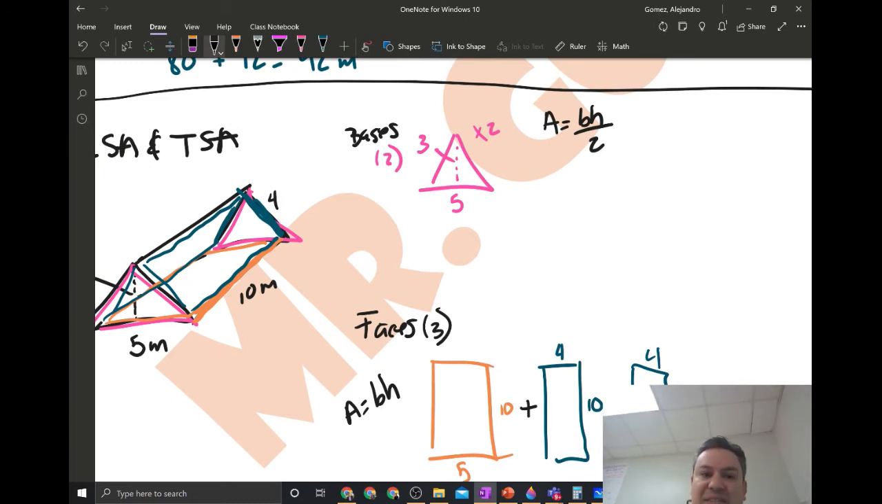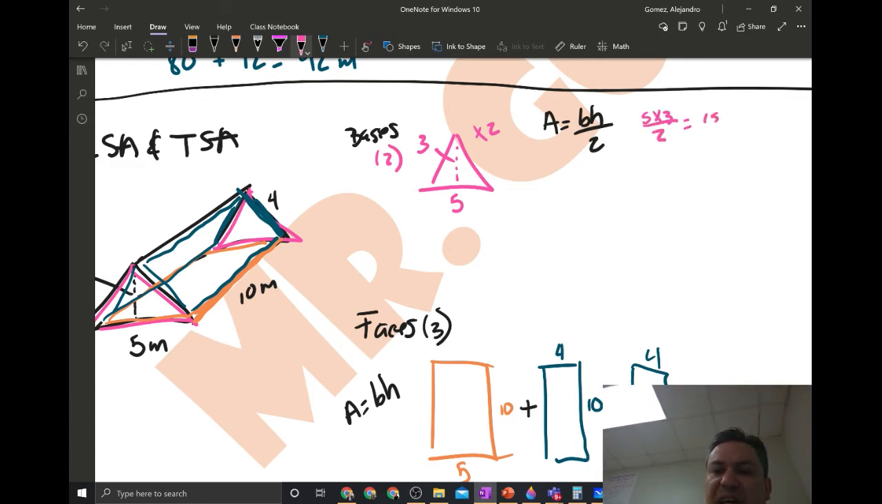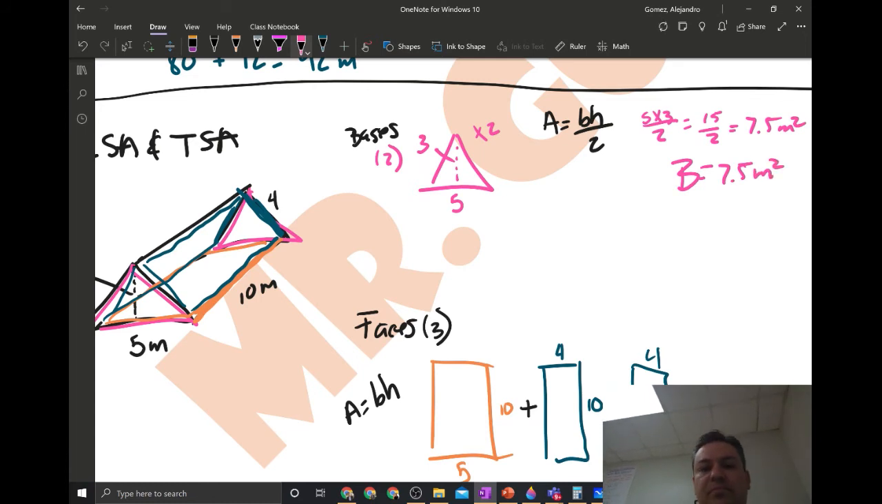So for the base, let's go ahead and find the area of that base, just like we did on volume. Area of the base. Again, it's a 3 by 5, so it's 5 times 3 and then divided by 2. So this is 15 divided by 2, which is 7.5 meters squared. That's for my base. The area of the base, B, equals 7.5 meters squared.